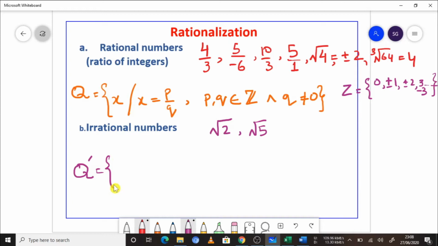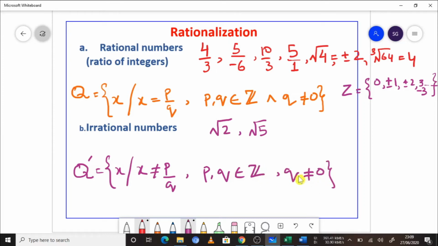We write x such that x is not equal. That's the only difference between rationals and irrationals in the set builder notation: rationals can be written in p over q form and irrationals cannot be written in p over q form. So p and q belong to the set of integers, q is not equal to 0, all the other conditions are the same except that they cannot be written as p over q.